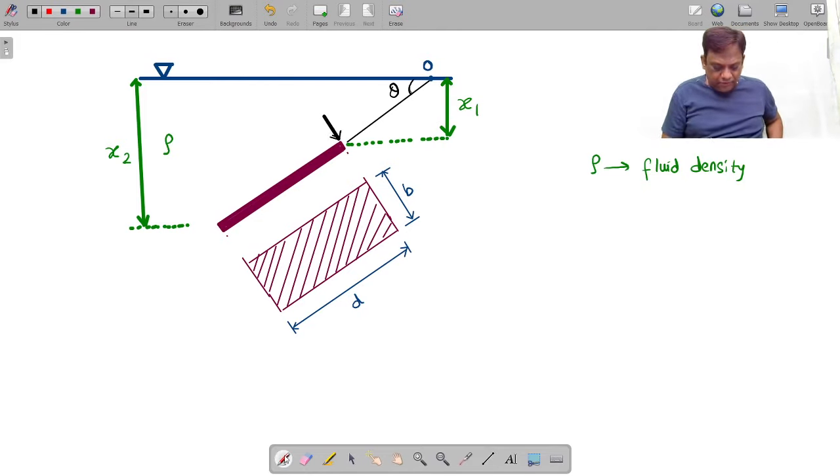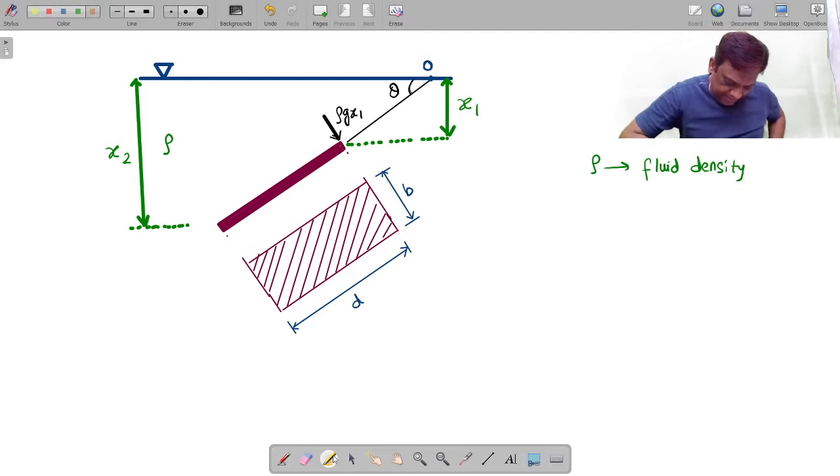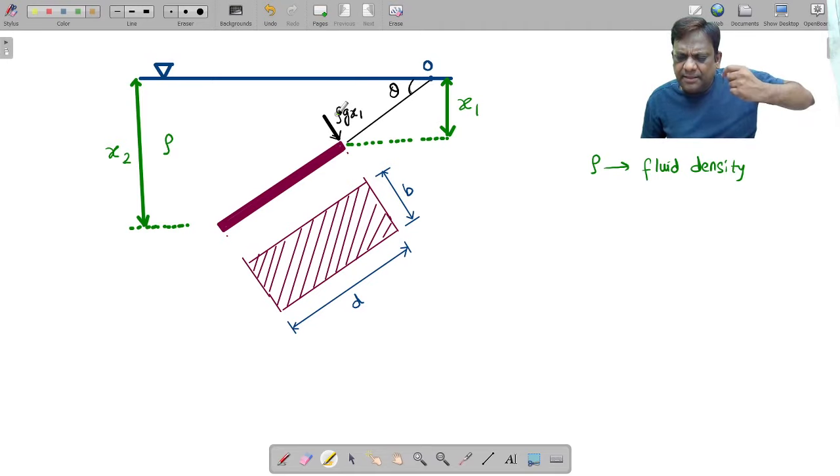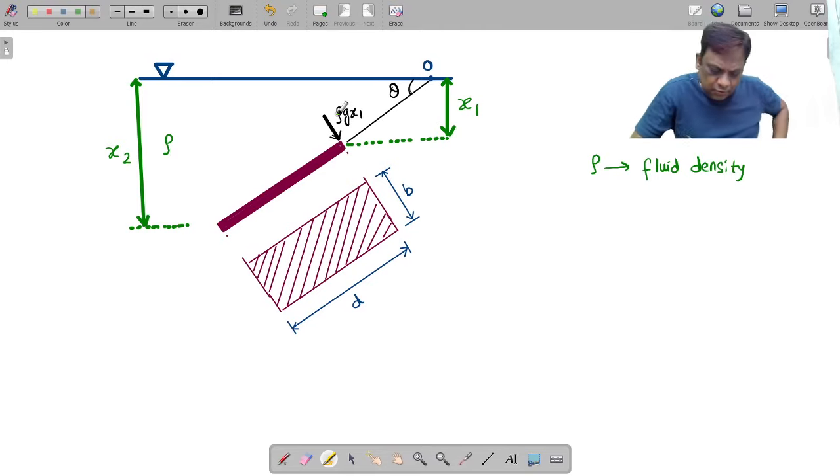Okay. My question to you people is, what will be this pressure? It will be rho g x1. Because this depth is x1. At a depth x1, as we have seen in the pressure chapter, at any depth h from the free surface, the pressure is rho gh. So at a depth of x1 from the free surface, the pressure is rho g x1.